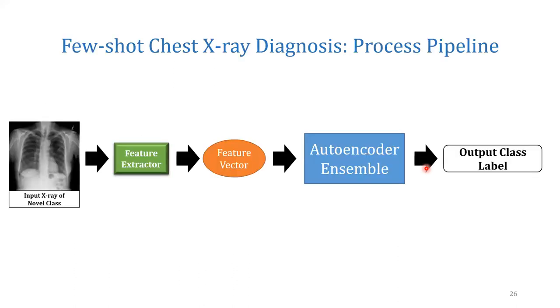In spite of that, we may be able to find out some kind of salient features with the help of the autoencoder. So our entire process pipeline involves a feature extractor at the first step, which extracts some kind of visual feature vector from the input chest X-ray images. And then that feature vector is applied to the autoencoder ensemble, which performs salient feature extraction. And through the salient features, as I just described, the autoencoder ensemble assigns a class level to this particular feature vector. That is how this entire process pipeline is designed. So to summarize, our entire pipeline consists of two major components. One is the feature extractor, and the other one is the autoencoder ensemble.